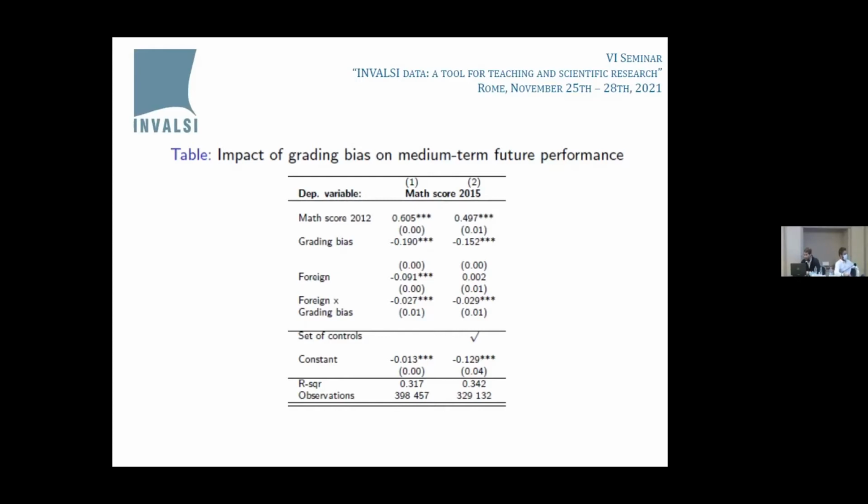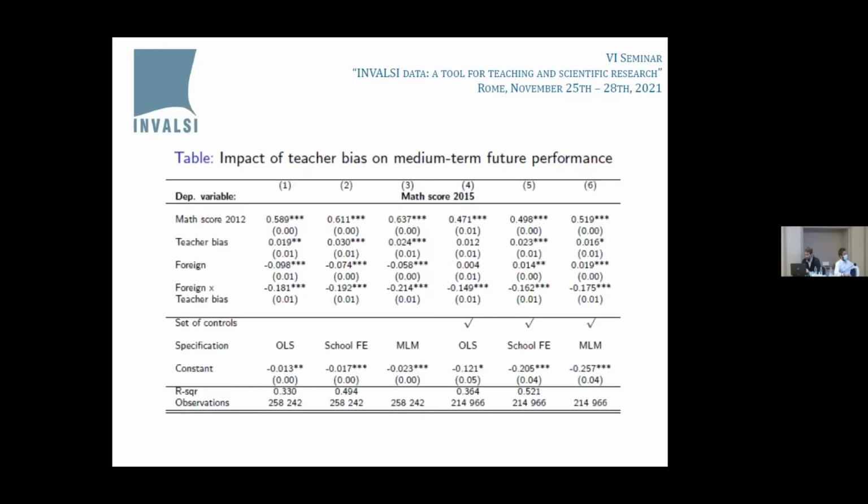Here the variables are standardized, which means that a unitary increase in the variable leads to around a 3% decrease of a standard deviation, which is quite significant, I would say. Now let's turn to this other result. In this case, we want to observe the same thing, but with a different approach, so with the average teacher bias.